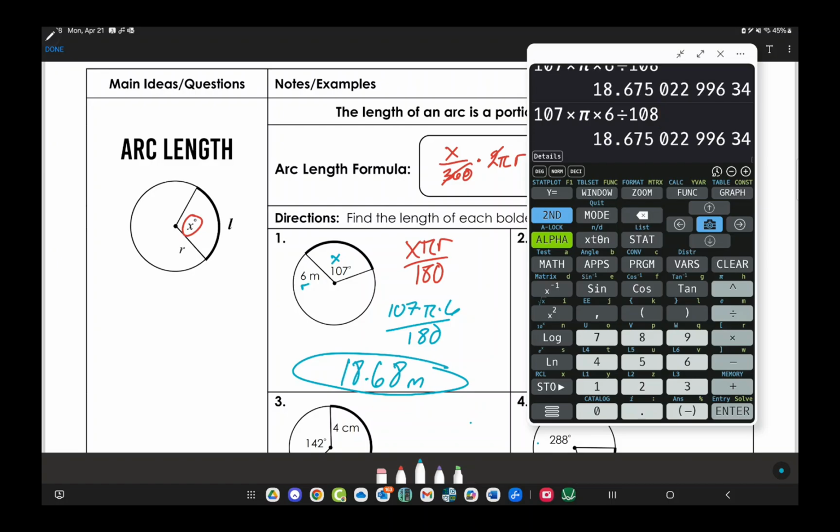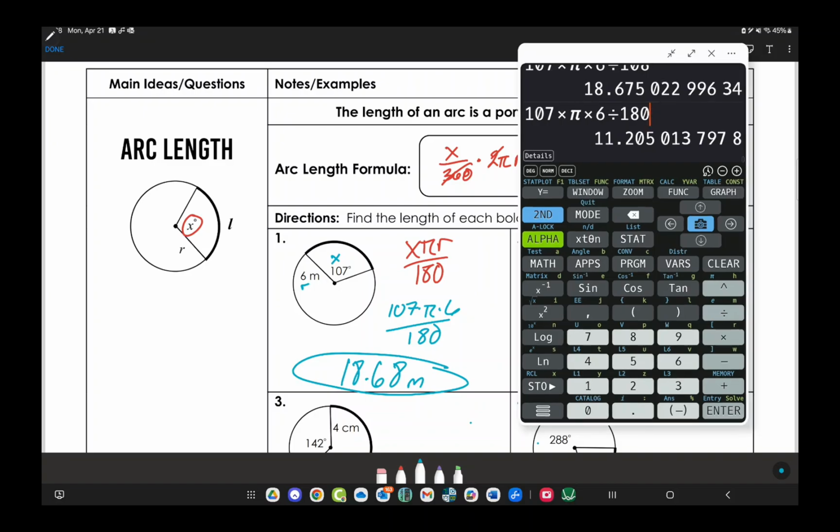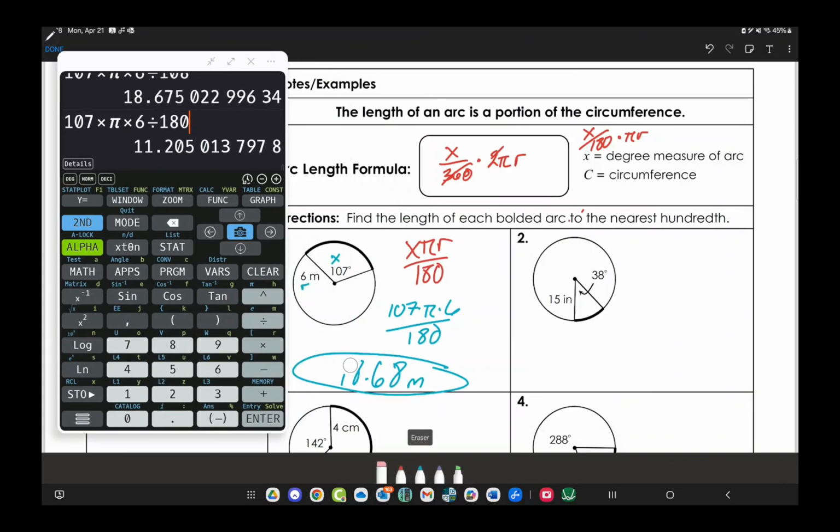So yeah, it does help if I type this as 180. It does change my answer a bit. So 11.21 meters. That's the nice thing about actually writing what you're going to type in on a test or quiz. So in case I see that's correct, but you get the wrong answer, I'm going to go, something happened when I typed it. Okay, it happens.